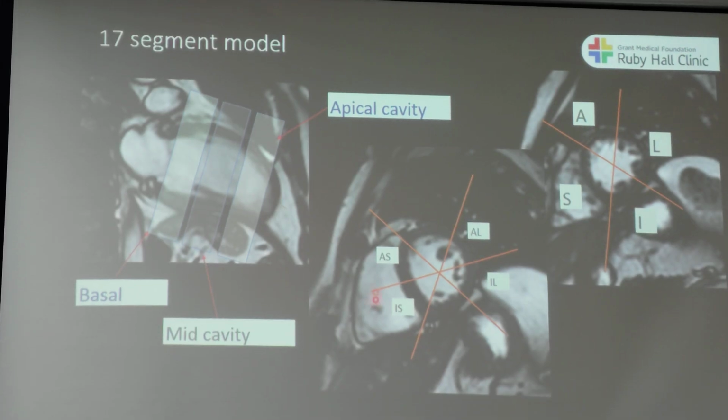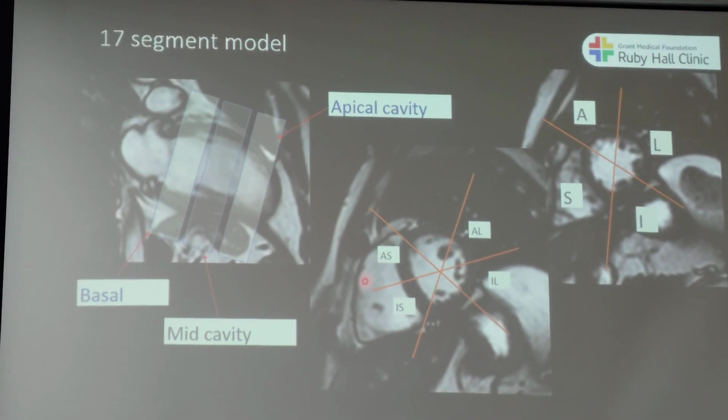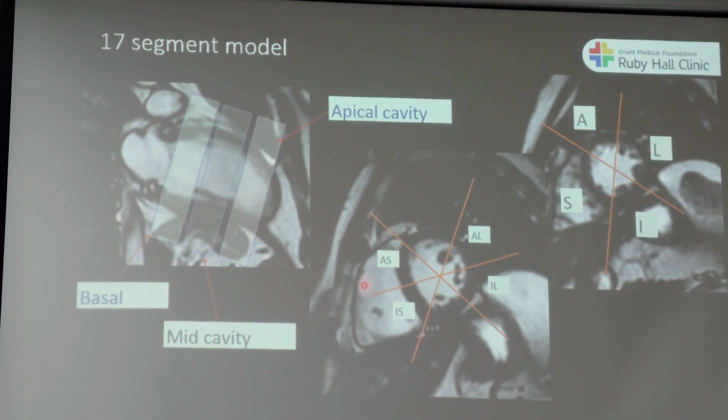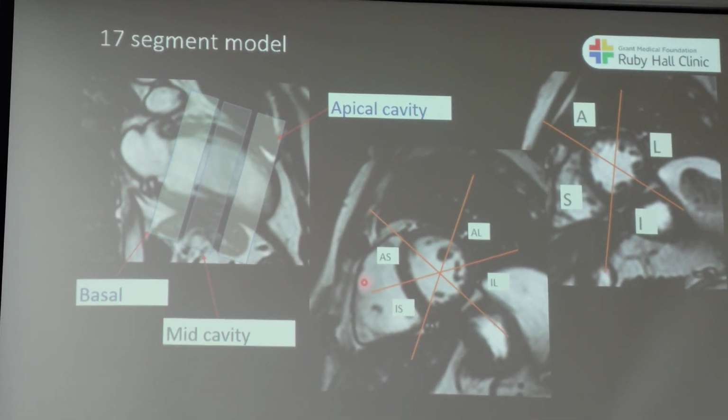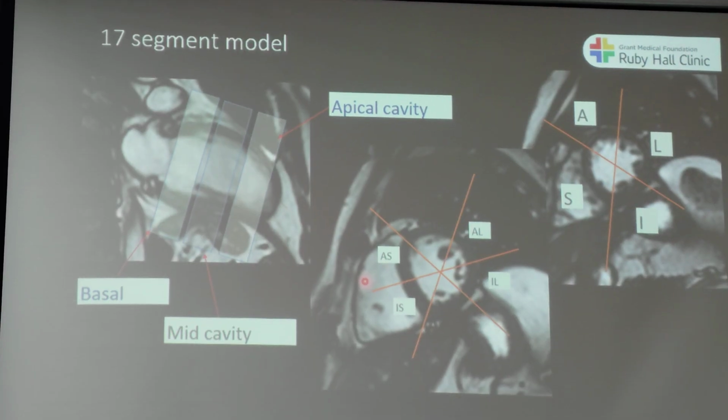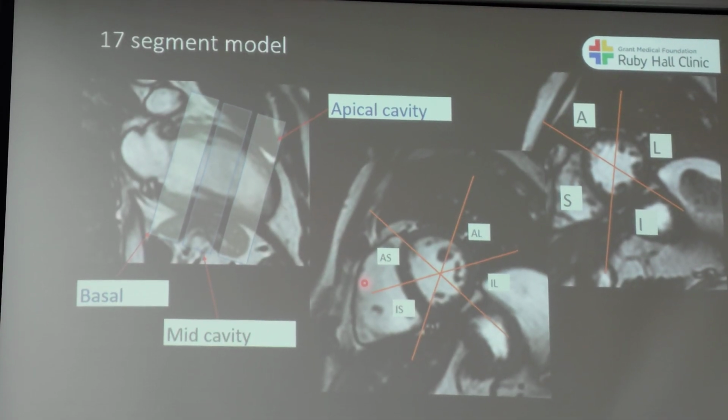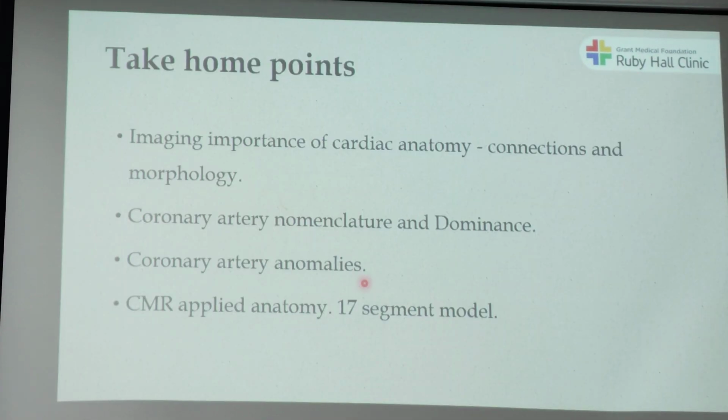So the 6 segments in basal cavity, 6 segments in mid cavity, 4 segments in apical cavity, that is 16, right? And the 17th segment is your apex. So this is again an anatomy which is not there per se. If you take out a cadaveric heart specimen, you will not find these segments. But we have made this for ourselves to make our life easier and convenient.